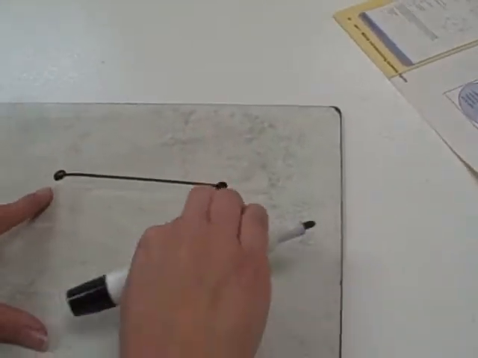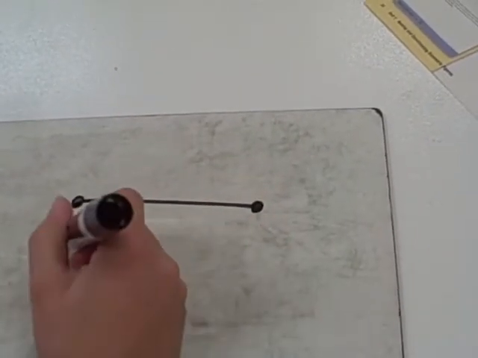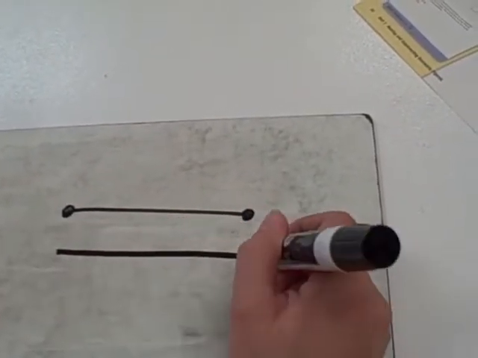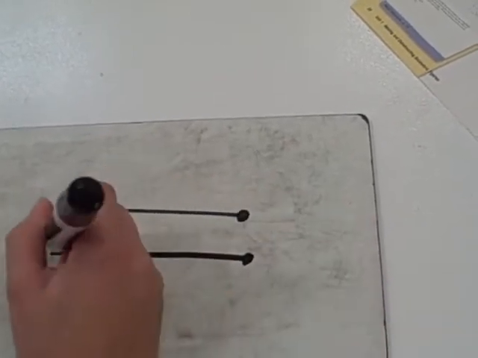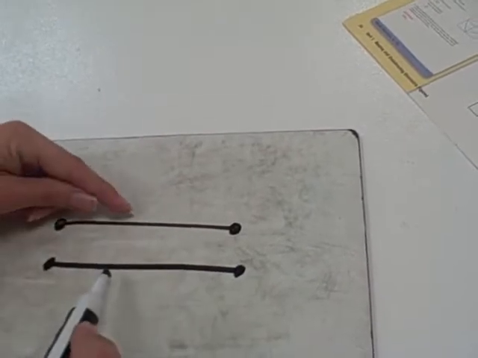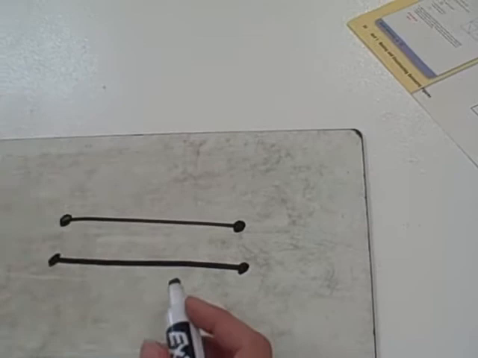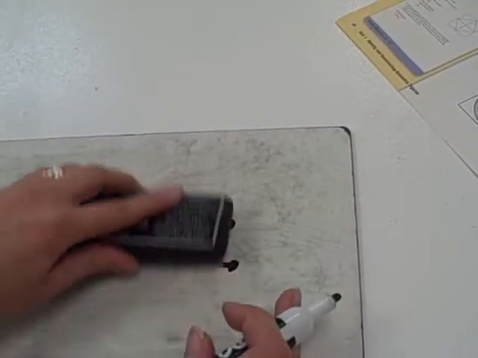I've got two endpoints here, and we're going to make something that is parallel. Parallel means they are never going to intersect. They're the same distance apart forever. This is just a line segment, so they're the same distance apart the whole way through this line segment. Those are parallel.